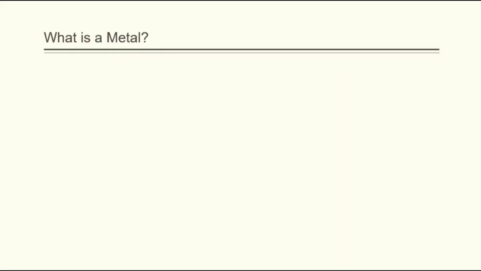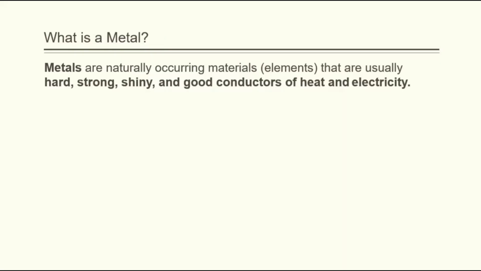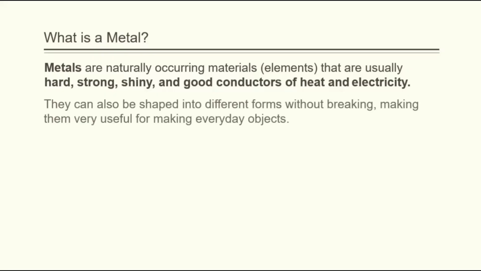What is a metal? Metals are naturally occurring materials or elements that are usually hard, strong, shiny, and good conductors of heat and electricity. Metals can also be shaped into different forms without breaking, making them very useful for making everyday objects.